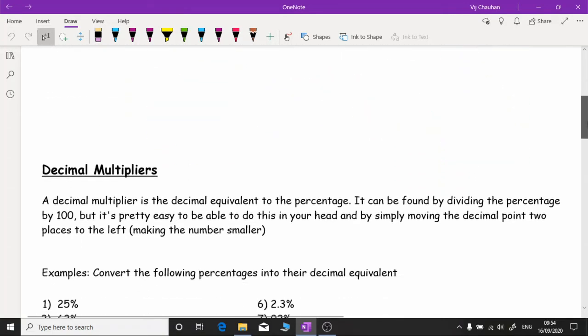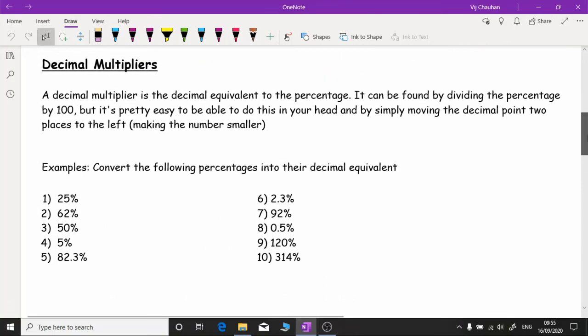Before we actually start working out amounts, it's really important that you're able to convert percentages into decimals. A decimal multiplier is the decimal equivalent of the percentage. It can be found by dividing the percentage by 100, but it's easy to do in your head by simply moving the decimal point 2 places to the left, making the number smaller.